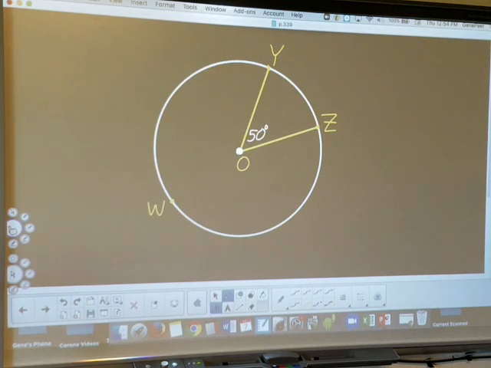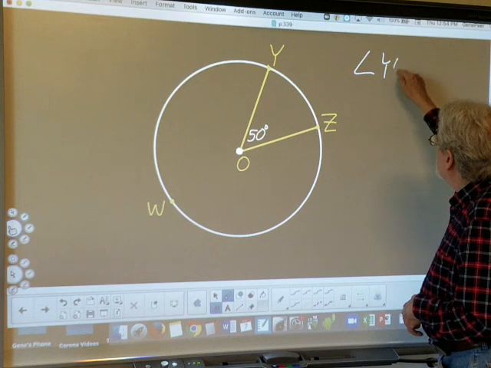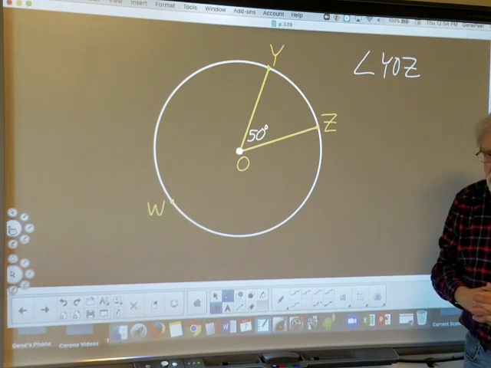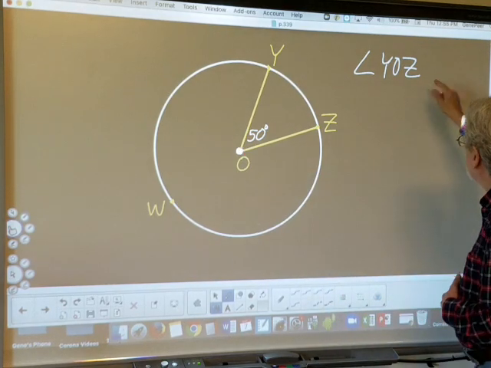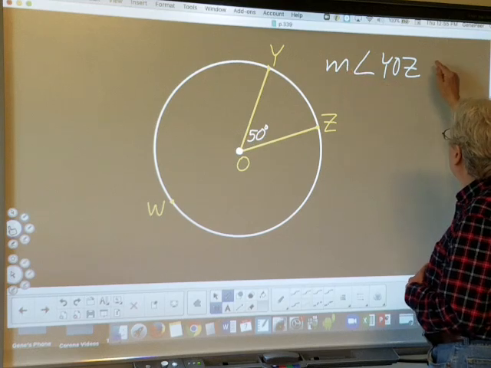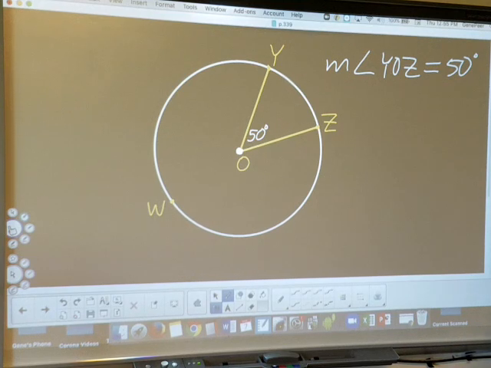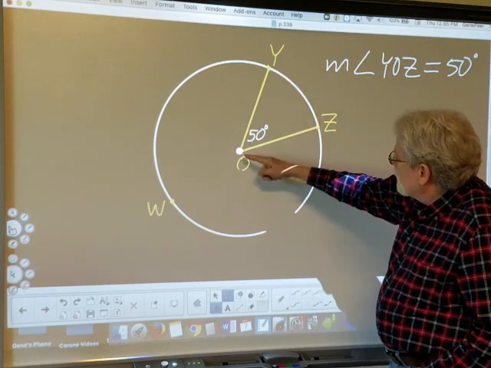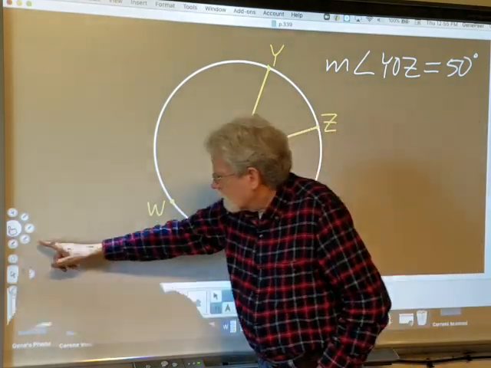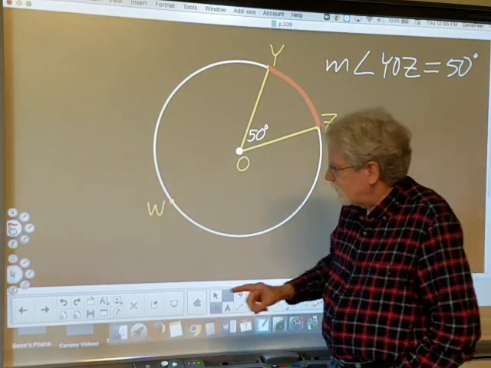All right, now another definition. I already mentioned that angle YOZ is an example of a central angle. Angle YOZ is a central angle because its vertex is at the center of the circle. Its measure happens to be 50. By definition, strictly by definition, if the central angle's measure is 50, then the arc that's cut off by that central angle has a measure of 50 also.